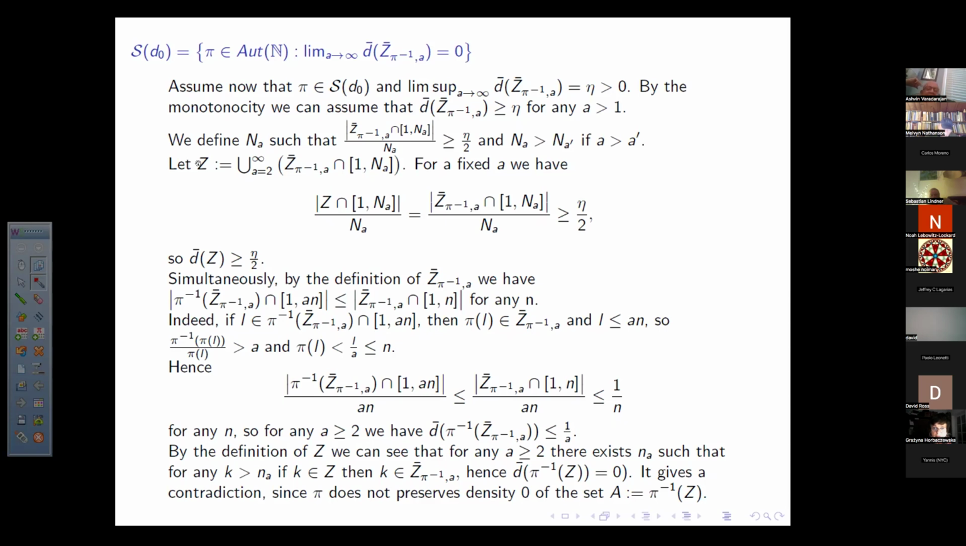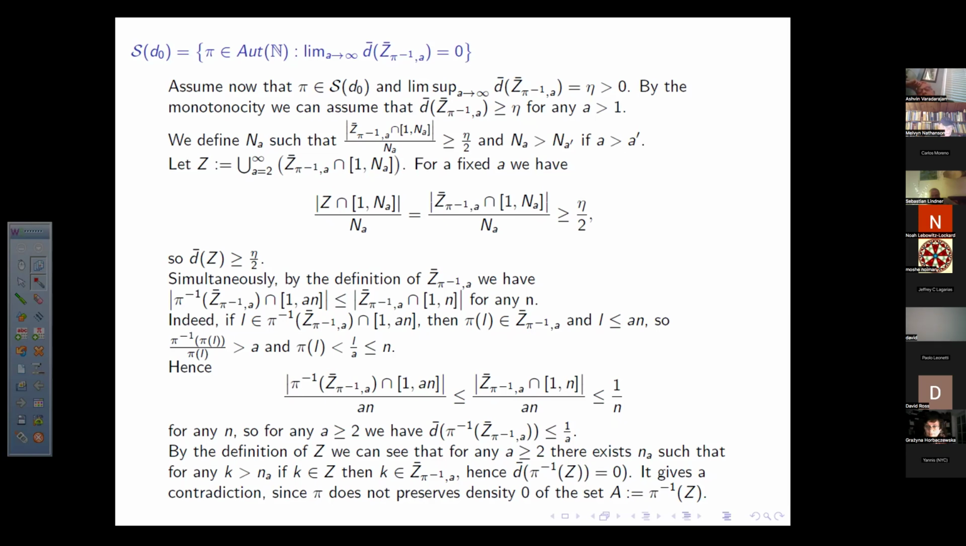But by the definition of Z, we can see that for any A, we can choose an A such that for numbers greater than a_n, if we are in the set Z, then we are in a set from this part. So we have the density of this inverse image of Z with respect to this permutation equal to 0. So we have a contradiction, because we can see that the density of this preimage of Z is not preserved here. So we have this characterization.